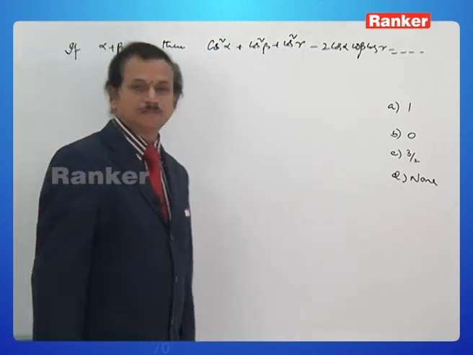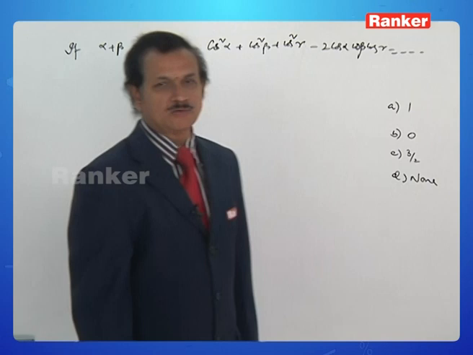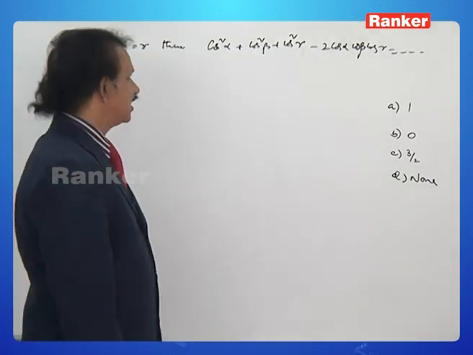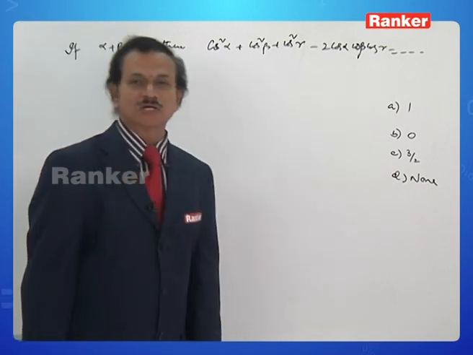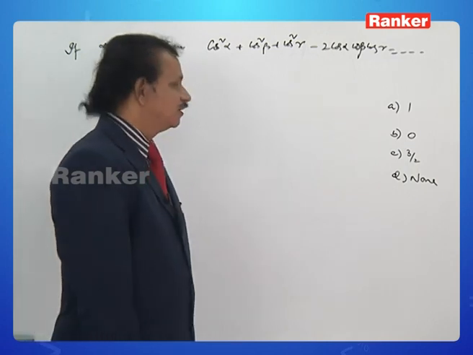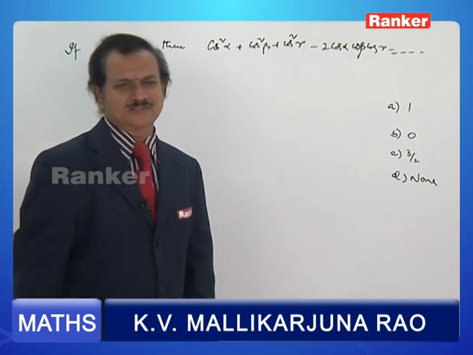Observe this question. In the data, alpha plus beta is equal to gamma is given. Then cos square alpha plus cos square beta plus cos square gamma minus 2 cos alpha cos beta cos gamma is equal to how much? My dear friends, there is a shortest way to answer this.